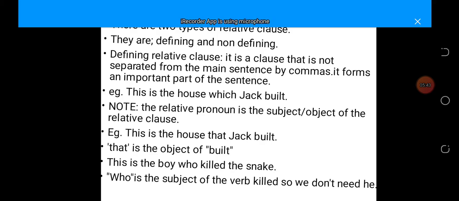I hope that is clear. We are saying that is an object because you realize that the subject in question is not a person. In the second sentence, we have, this is the boy who killed the snake. Who is the subject of the verb killed. So we don't need he to complete that sentence. Very good.